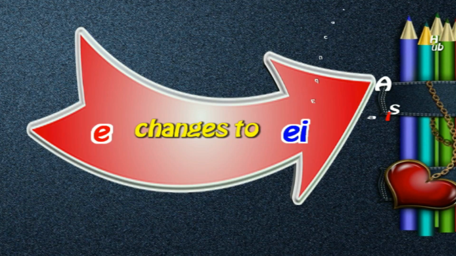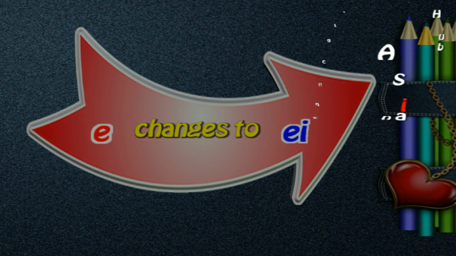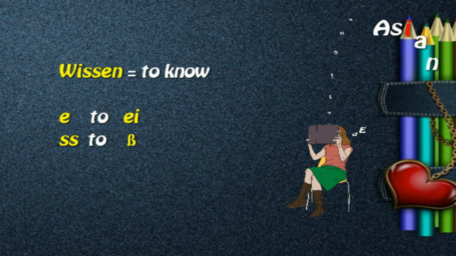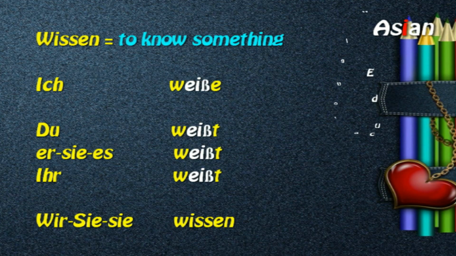Next one is here, an irregular change. For example, wissen. Wissen means to know. So here we replace ss with ß. So let us see the conjugation of wissen. Ich weiß, du weißt, er/sie/es/man weiß, ihr wisst, and wir/sie wissen.